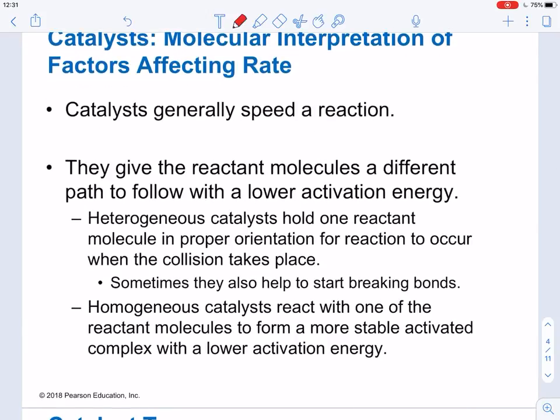Okay, so we are looking for substances that aim to lower the activation energy. Remember, there is an inverse relationship between the activation energy and how fast the reaction is. The lower the activation energy, the faster the reaction is.